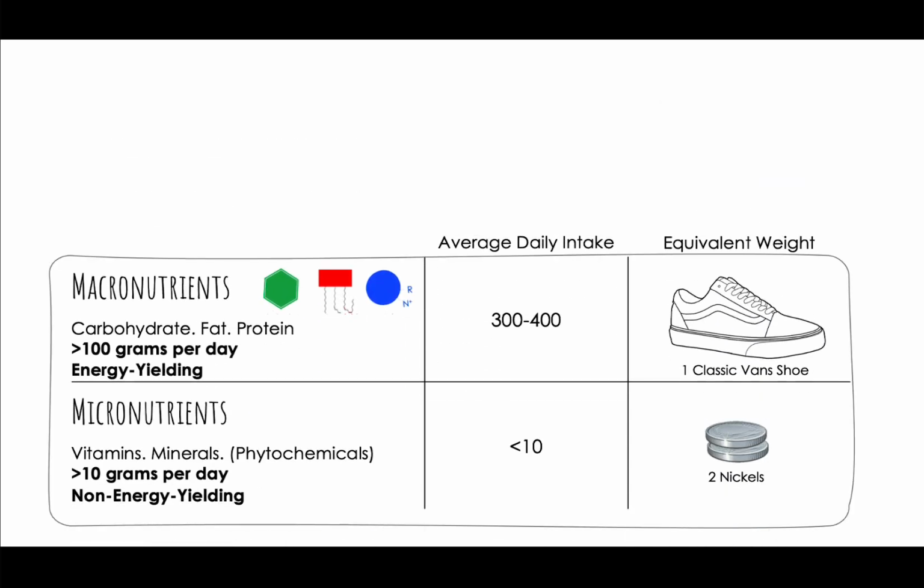Now, just giving you an idea of how much we eat per day, we eat about 300 to 400 grams of macronutrients. We eat only about 10 grams or less of micronutrients, which is a very small amount. And altogether, we eat a couple pounds of food per day. So you can imagine that the rest of that is water. So 300 to 400 grams is about the size of a Vans shoe.